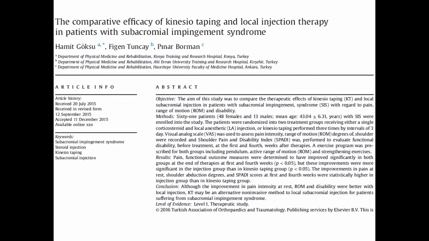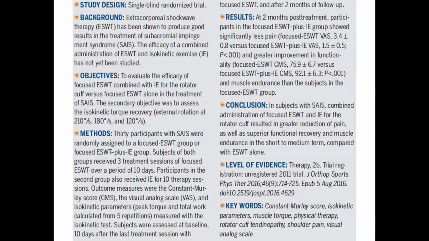The comparative efficacy of kinesiotaping and local injection therapy in patients with subacromial impingement syndrome. The conclusion of this study was that although the improvement in pain intensity at rest and range of motion were better with the local injection, kinesiotaping may be a non-invasive alternative to local injection for patients suffering from subacromial impingement syndrome. So if there is unavailability of local anesthetic or local injection, kinesio taping or KT can also be used to treat acute subacromial impingement syndrome.